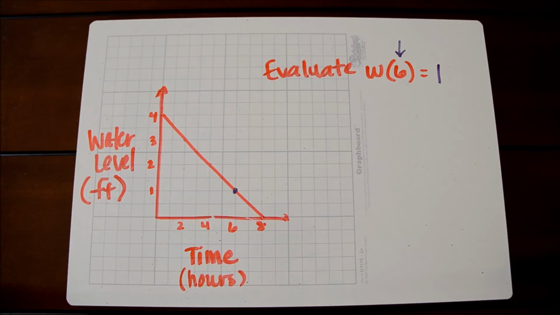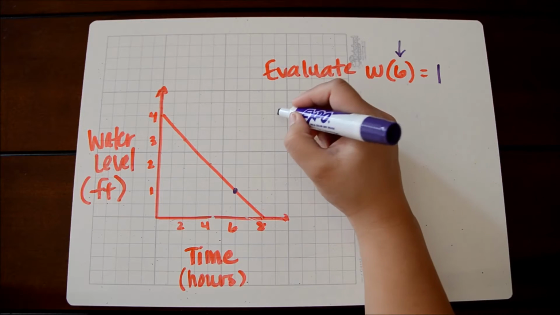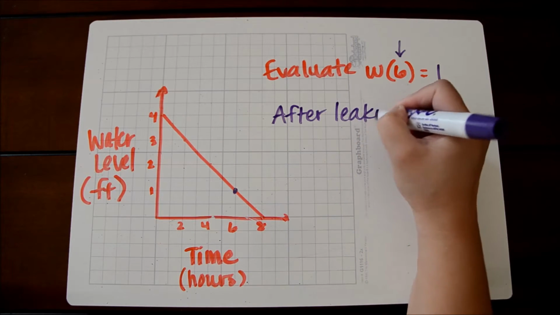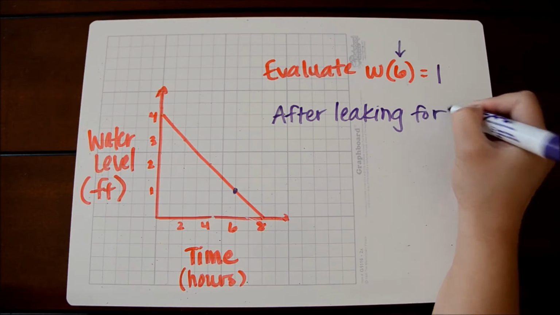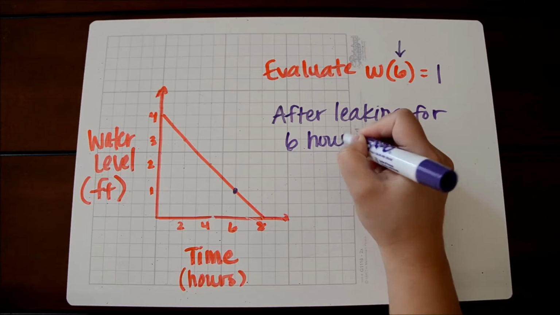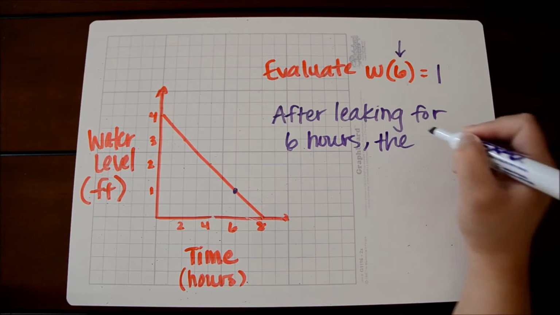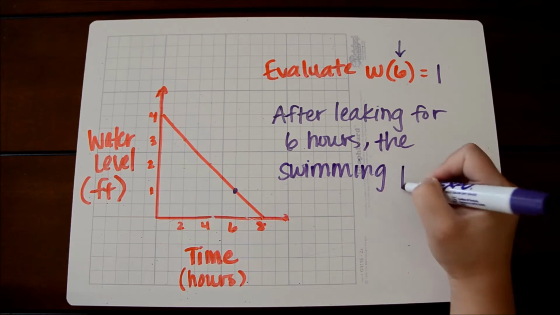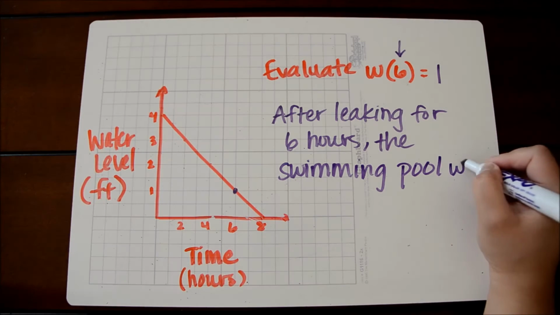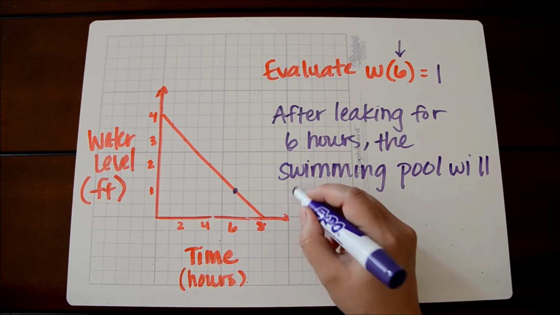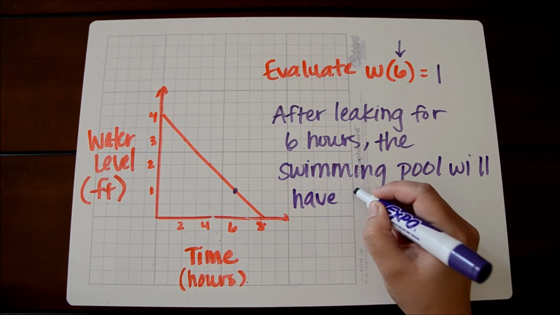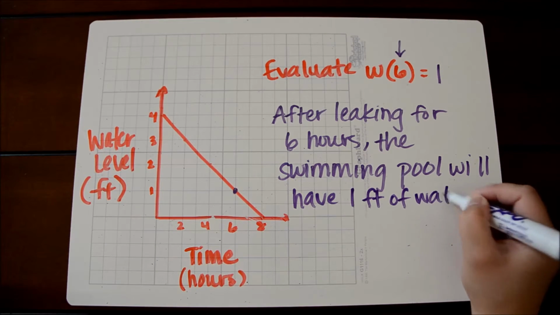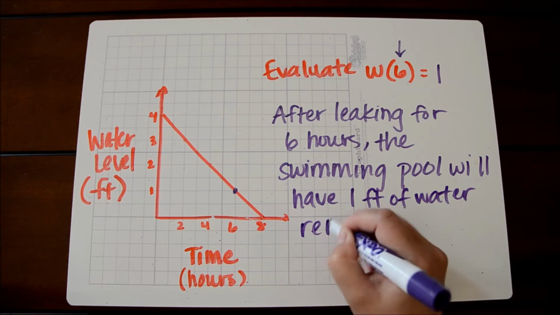And what this represents, you could say that after leaking for 6 hours, the swimming pool will have 1 foot of water left or remaining.